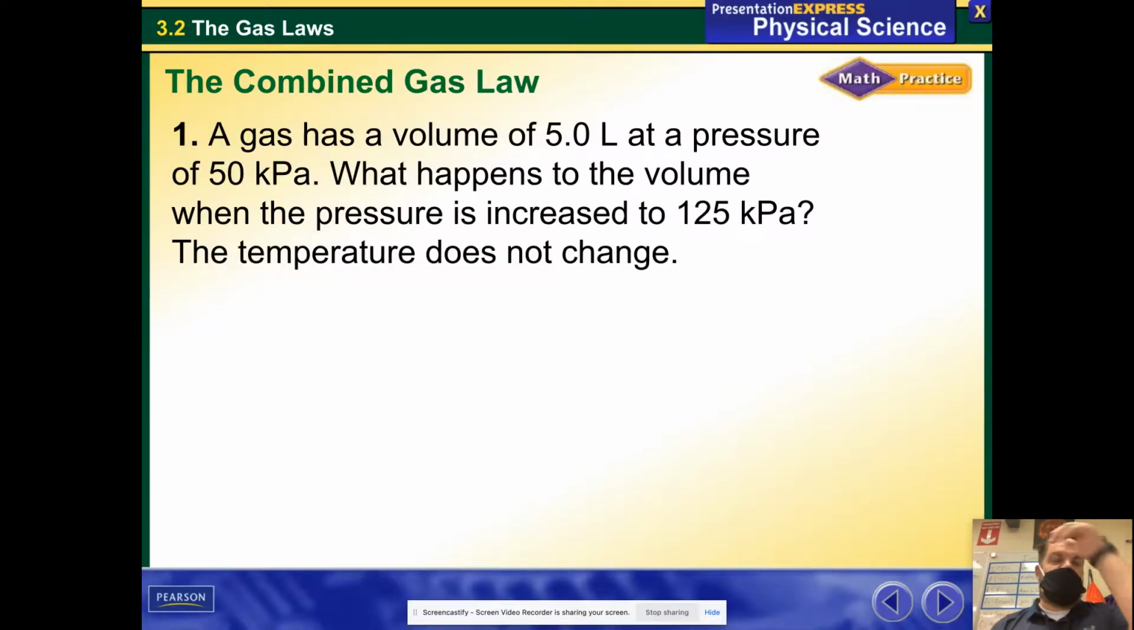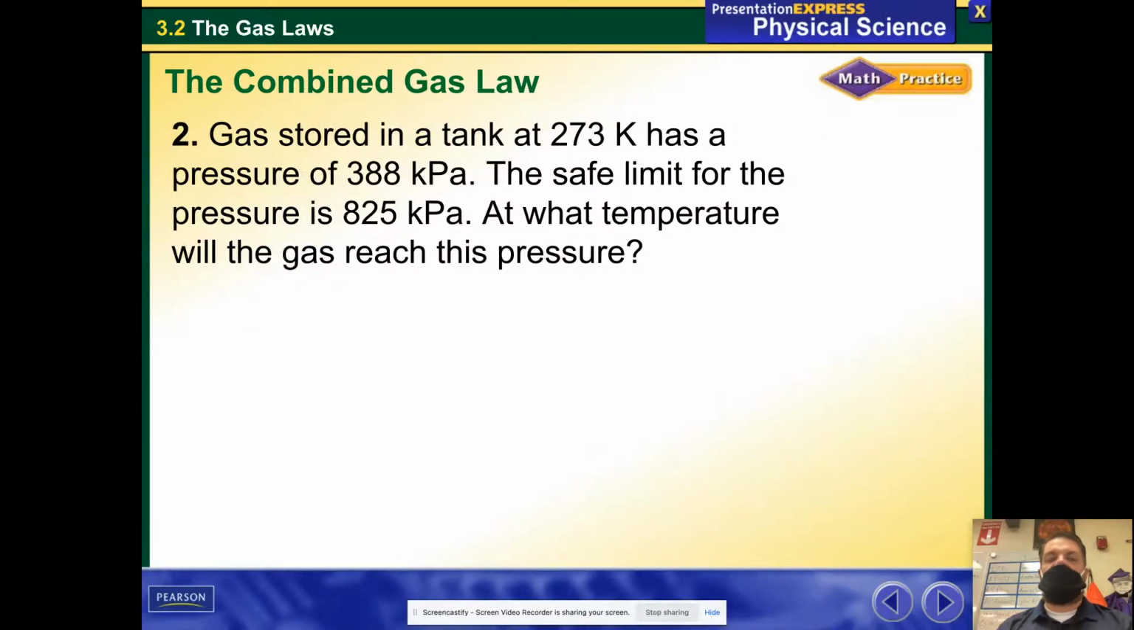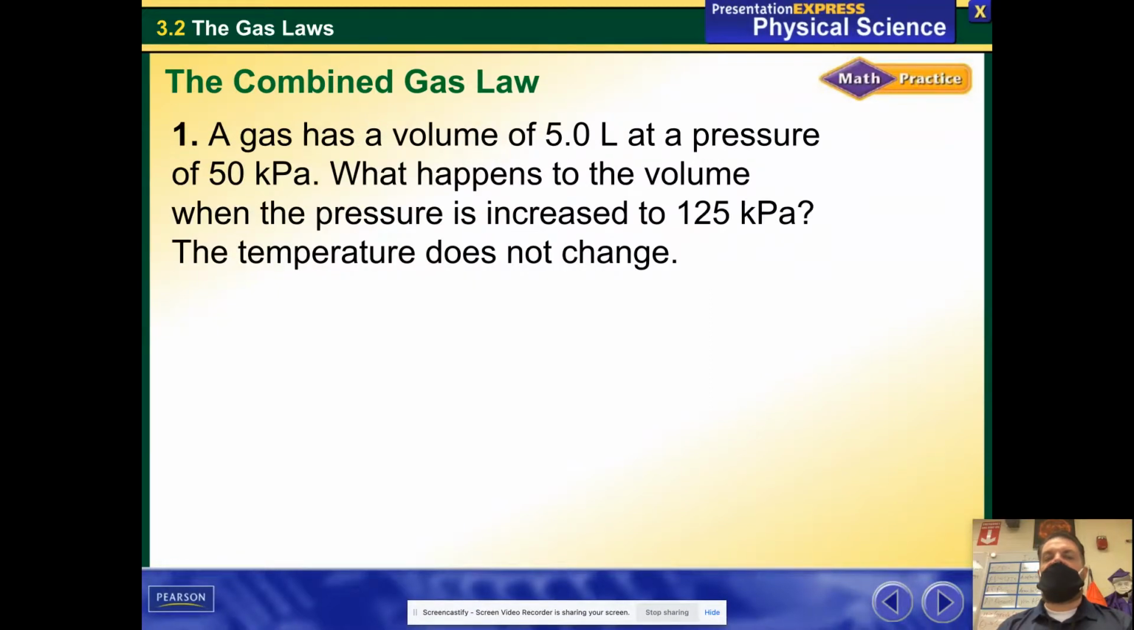Here's another example. A gas has a volume of 5 liters at a pressure of 50 kilopascals. What happens to the volume when the pressure is increased to 125 kilopascals and the temperature doesn't change? Here's another example, and we're not going to go through all these examples today. I have a separate worksheet that I'll go over with you. But basically in all of these, you're going to do the same thing.